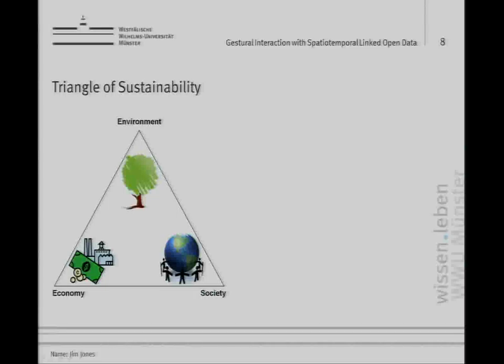To make it possible to correlate this information with other sources, we use the approach of the triangle of sustainability, which is a model that proposes that sustainable development occurs only when these three variables are taken into account, namely environmental, social, and economical variables.